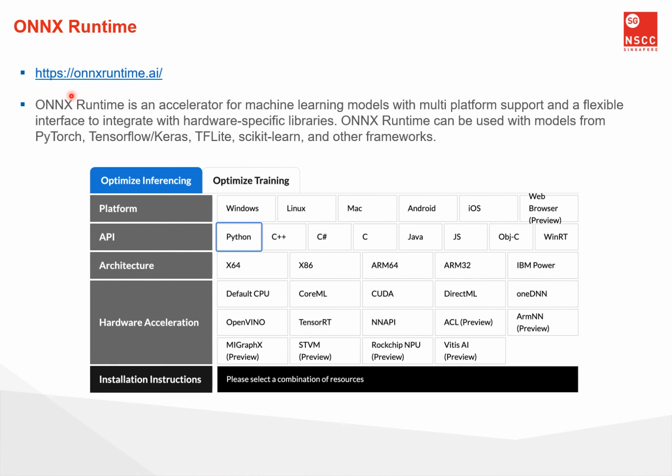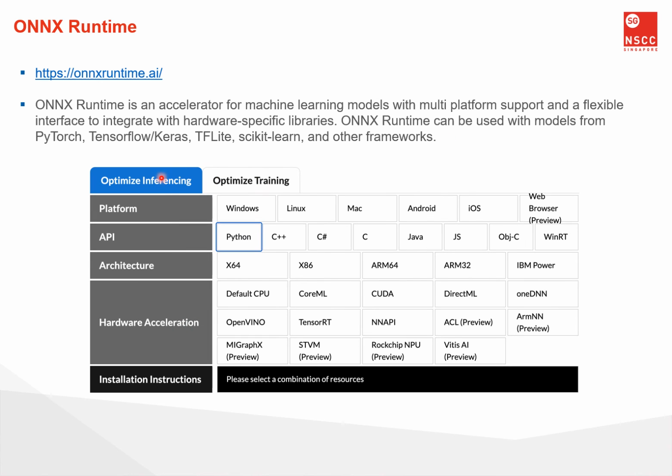Now, the open runtime that I mentioned just now, you can find at https://onnxruntime.ai. ONNX runtime is an accelerator for machine learning models that have been built and saved in the ONNX format. It is multi-platform with a flexible interface to integrate with the hardware libraries. ONNX runtime can be used with models from PyTorch, Keras, TensorFlow, TensorFlow Lite, scikit-learn, and other frameworks, as long as they have exported the model in the ONNX format.